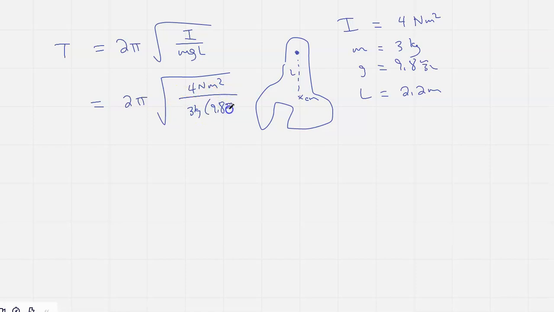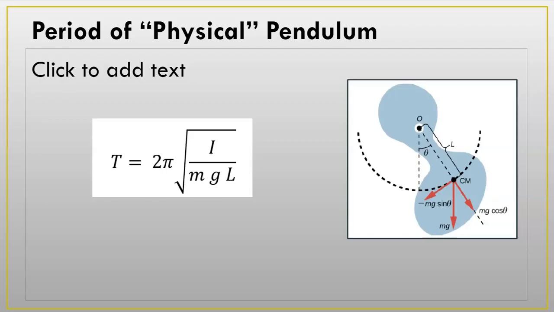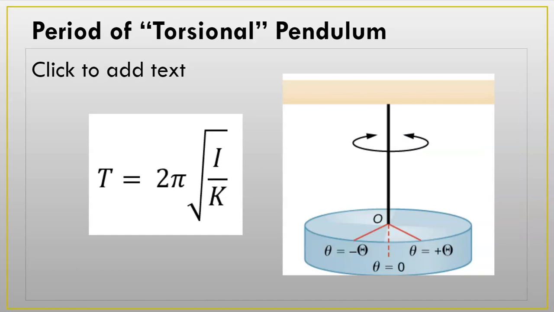Push the button, see what you get. All right. So it's a plug and chug. You're just putting those numbers in. All right. One more here.